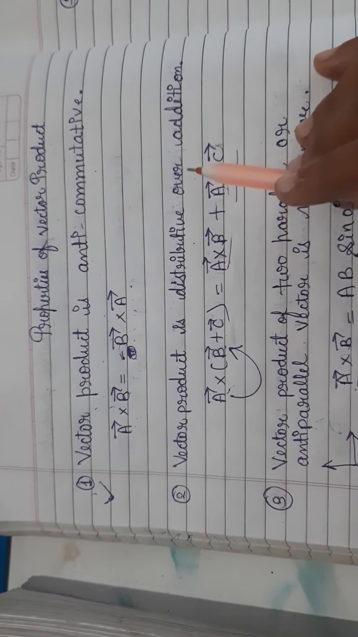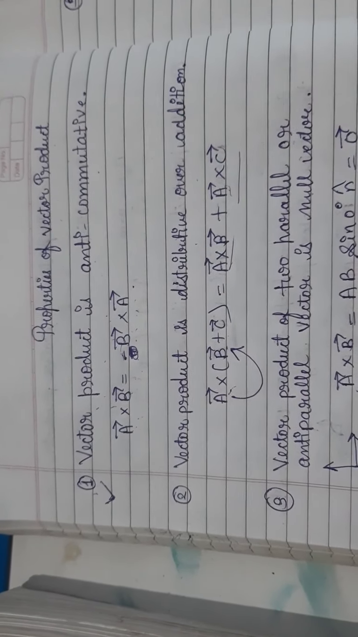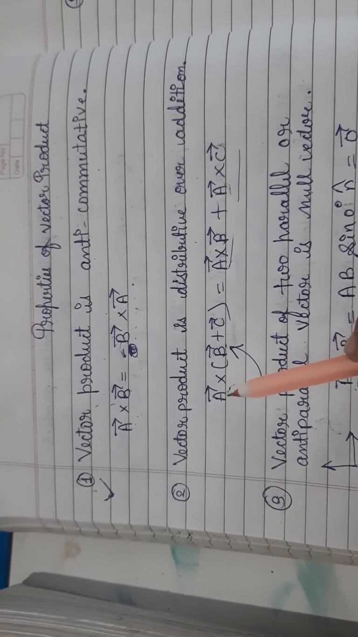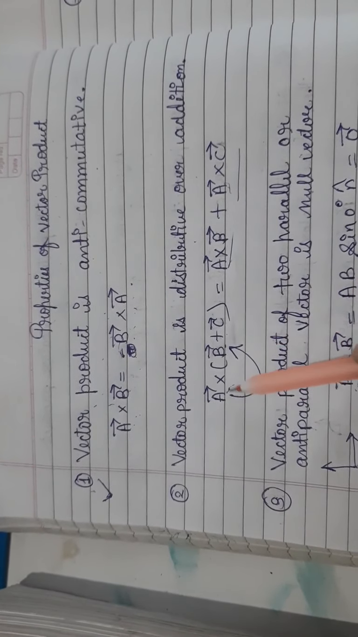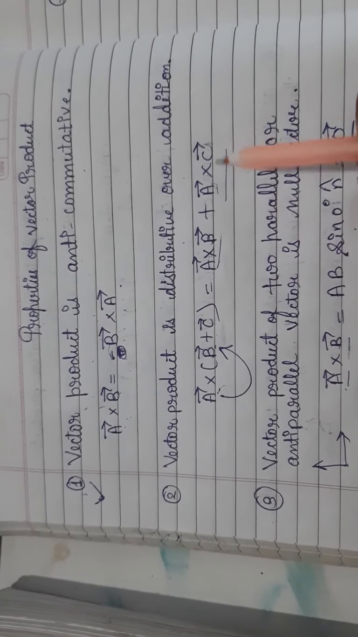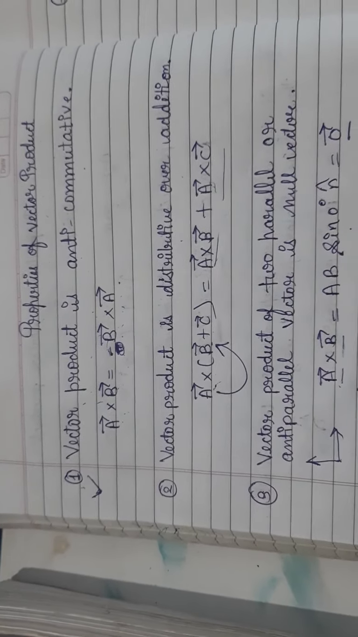Vector product is distributive over addition. Distributive property, as I have explained earlier: A cross (B plus C) can be written as A cross B plus A cross C. The answer will be the same.